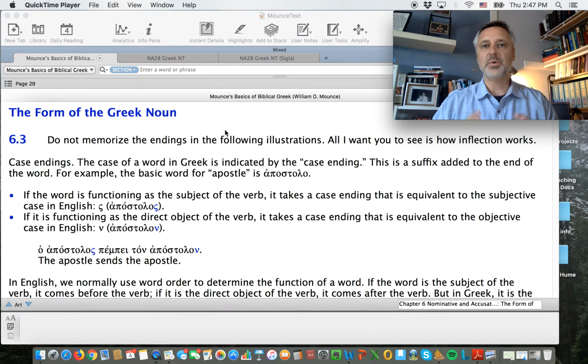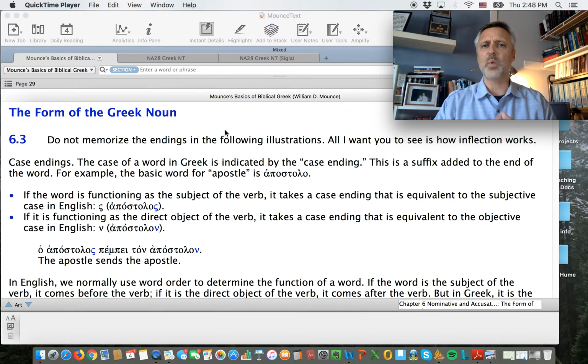What I wanted to do today is to talk about how Greek, as an inflected language, adds case endings to make something a subject or an object, or to make it an indirect object or possessive. And we've talked about there being 4 cases in Greek that we're learning. The nominative, which is the subject, the genitive, which is possessive, the dative is the indirect object, and the accusative is the direct object.